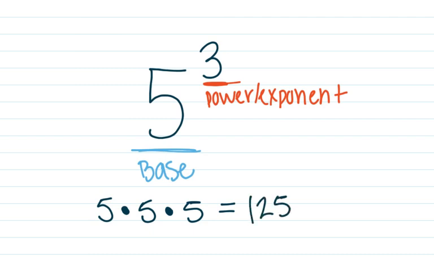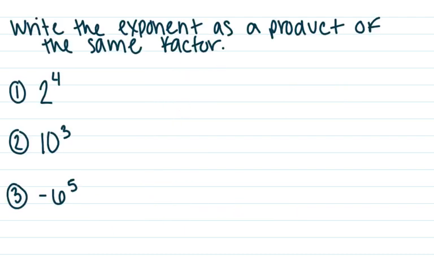So notice it's not 5 times 3. It doesn't equal 15. It equals 5 times 5 times 5. Okay, 5 times 3 is repeated addition. This is repeated multiplication. So 5 times 5 times 5, which is 125. So let's go ahead and answer some questions about all the different ways they may ask us about exponents.